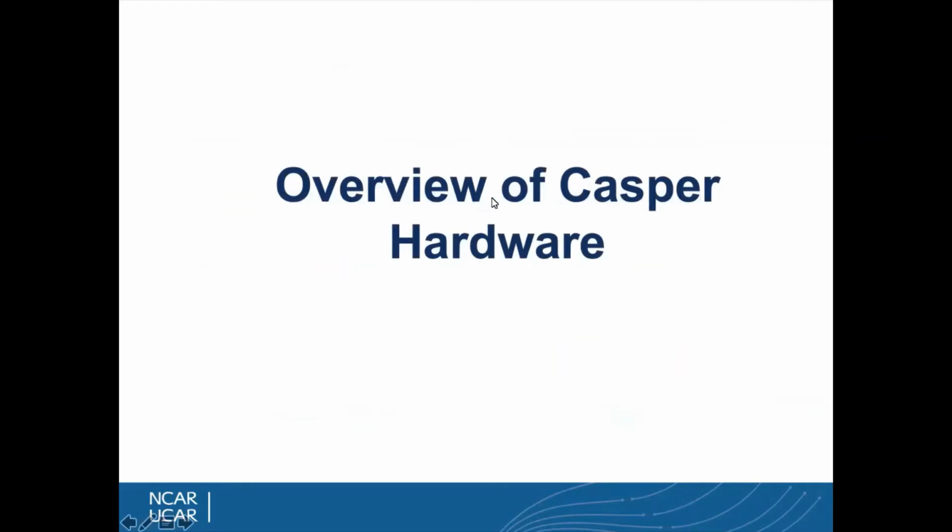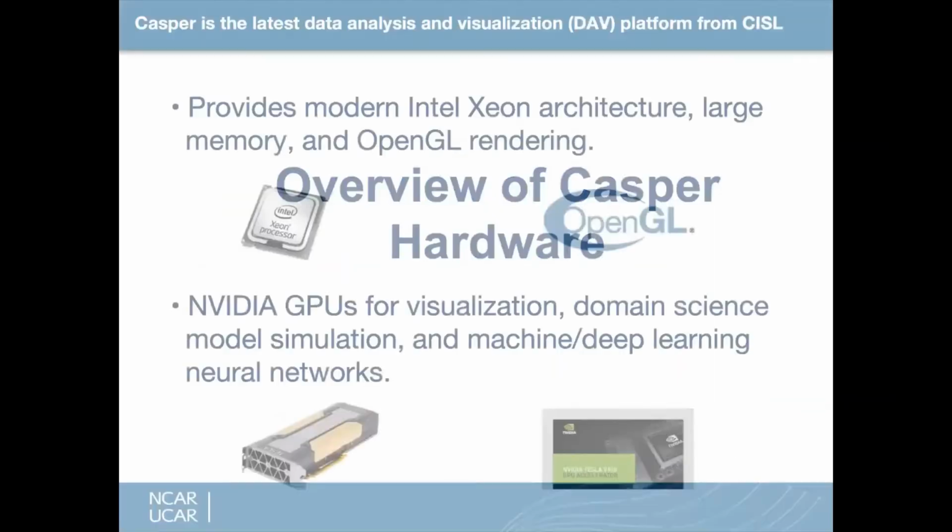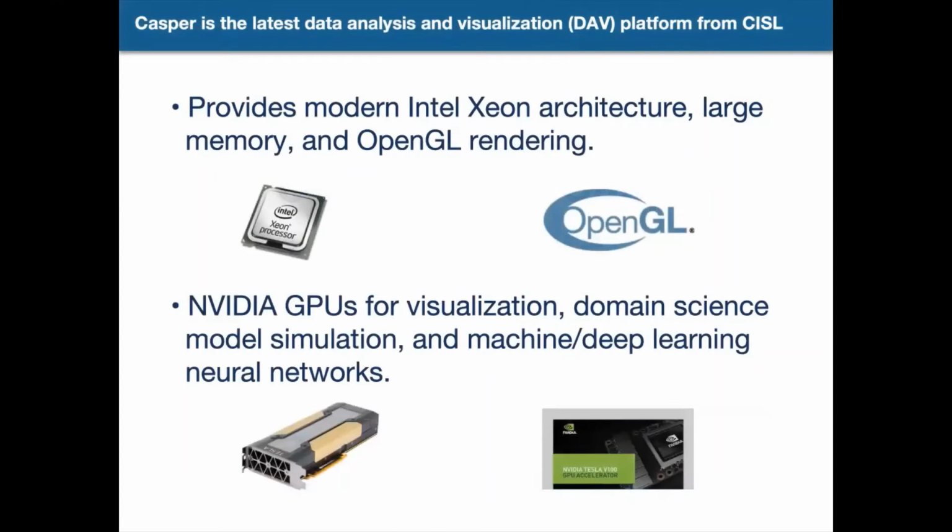So here is the overview of Casper hardware. Casper is the latest data analysis and visualization platform at CISL. We provide modern Intel Xeon architecture, large memory, and OpenGL rendering. Some of the Casper nodes are equipped with NVIDIA GPUs for visualization, domain science model simulation, and machine learning, deep learning, neural network. We have quite a few state-of-the-art NVIDIA Tesla V100 cards.